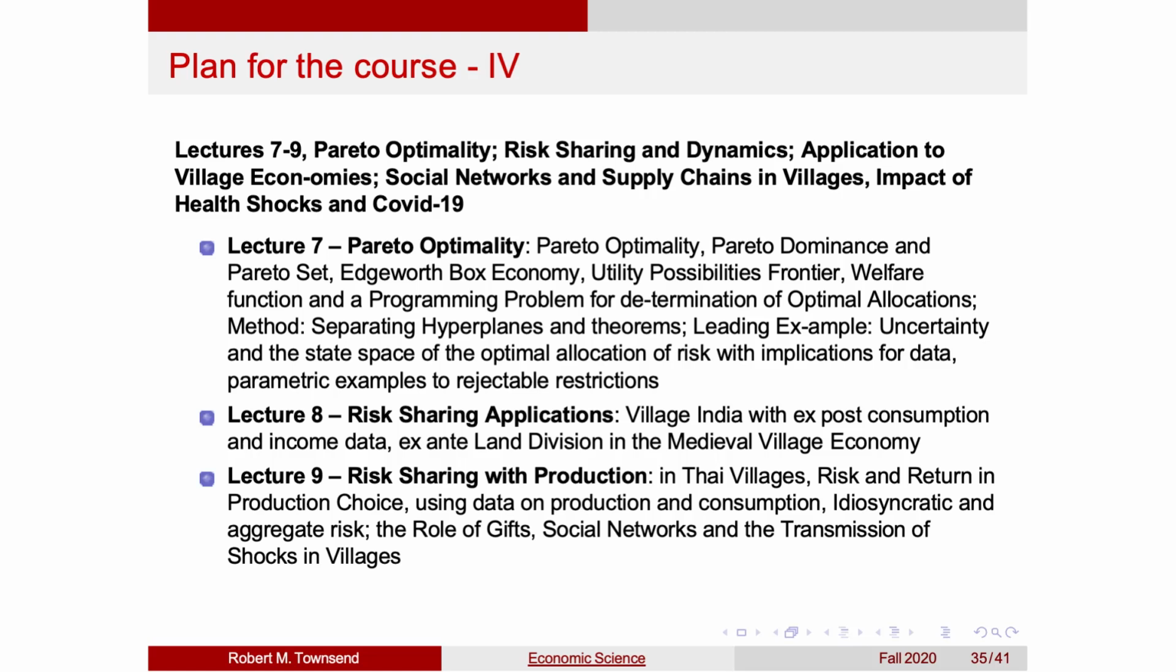And then we throw production in there as well. So now we have risk, consumers, and production. We'll talk about risk and return and risk premia, whether they share idiosyncratic household specific shocks, what to do about common macro aggregate shocks. And this part of the lecture ends with the role of gifts, the role of social networks, and the transmission of shocks in villages.